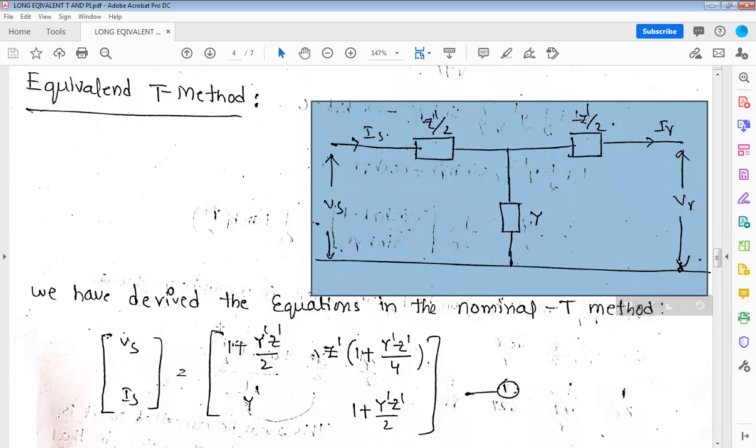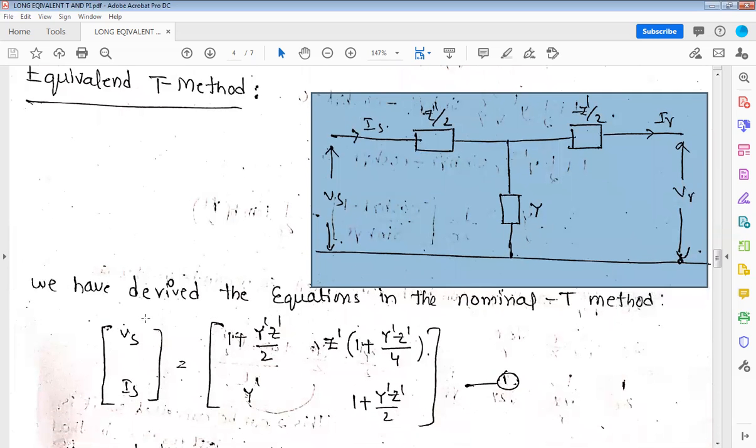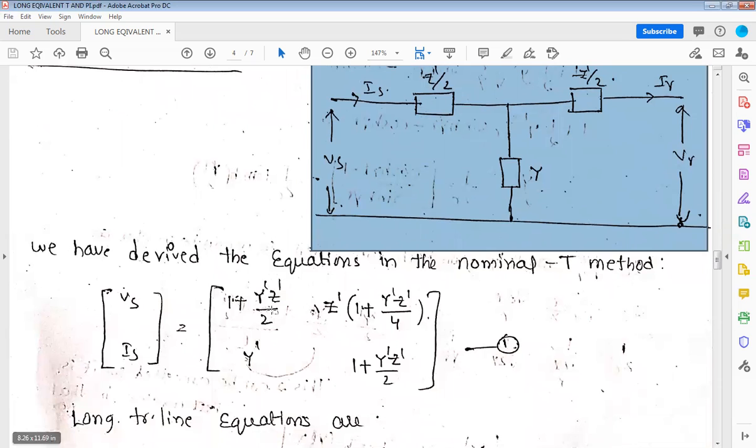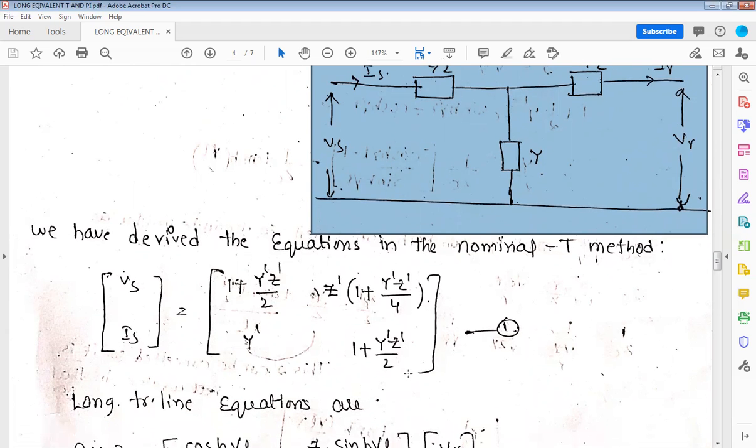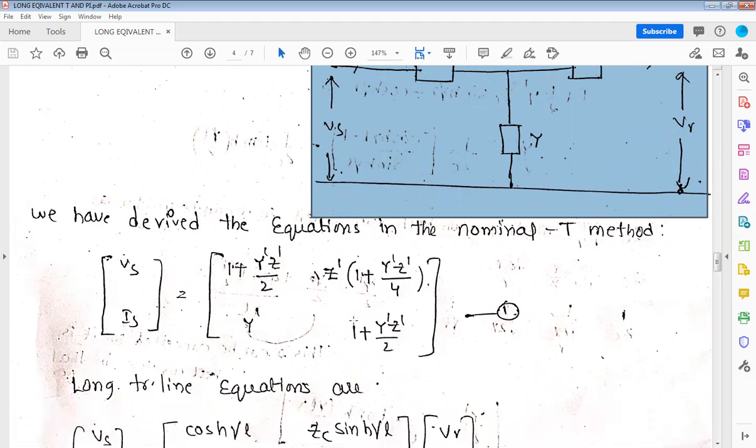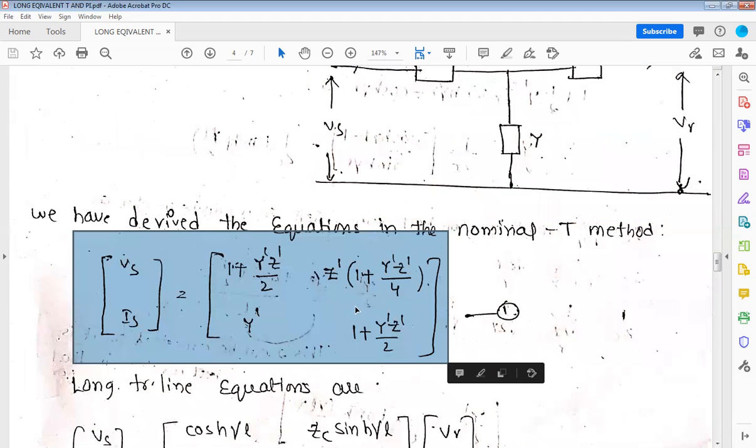So we know that in the nominal T method, the derived equations are VS, IS: 1 plus Y dash Z dash by 2, Z dash into 1 plus Y dash Z dash by 4, Y dash, 1 plus Y dash Z dash by 2. These are nothing but the A, B, C, D constants in the nominal T method in the medium transmission line. This total equation will be in the medium transmission line. You can refer to the previous classes, or you can refer to the notes also. In the notes, you can see this one.